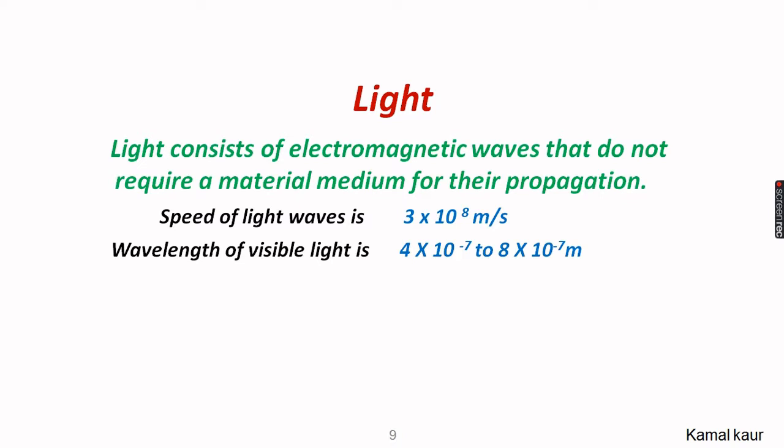Now we have understood that light consists of electromagnetic waves that do not require a material medium for their propagation. It means light can propagate through vacuum also. It can propagate through a solid, liquid or gaseous medium also. For example, through glass, water or air, light can easily propagate. The speed of light is maximum in vacuum, which is 3 x 10^8 meters per second, and the wavelength of visible light is 4 x 10^-7 to 8 x 10^-7 meter.